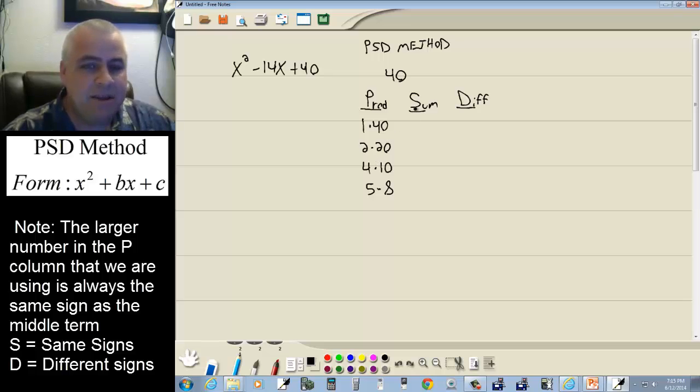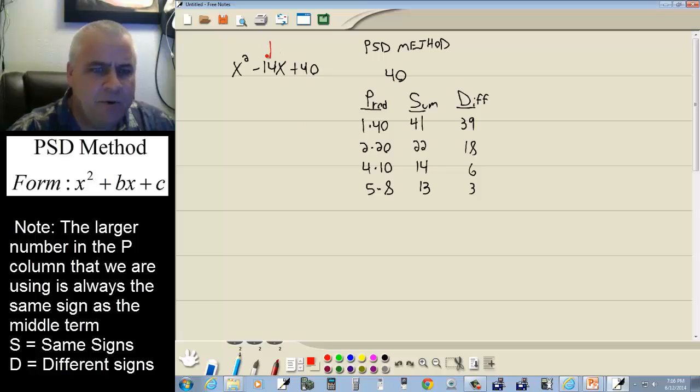In the S column, we're going to add these numbers together. 1 plus 40 is 41. 2 plus 20 is 22. 4 plus 10 is 14. 5 plus 8 is 13. In the difference column, we're going to subtract the smaller from the larger. 40 minus 1 is 39. 20 minus 2 is 18. 10 minus 4 is 6. 8 minus 5 is 3.